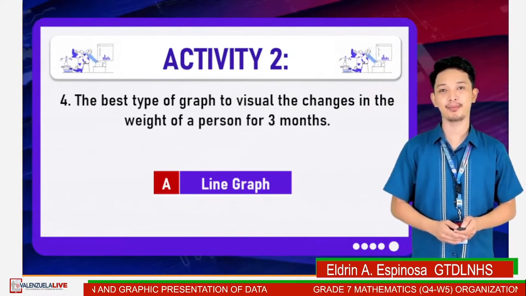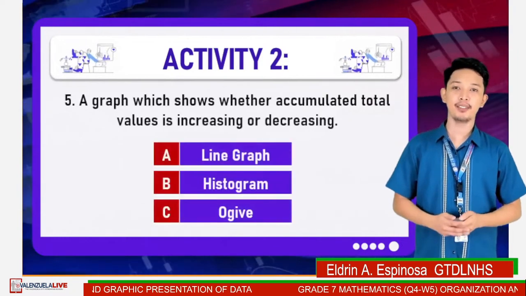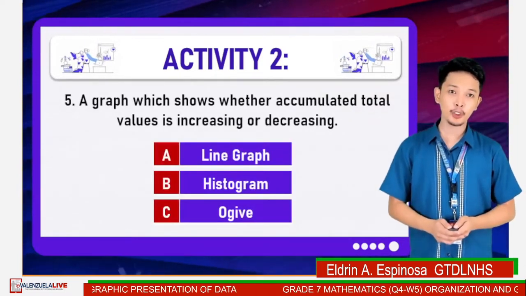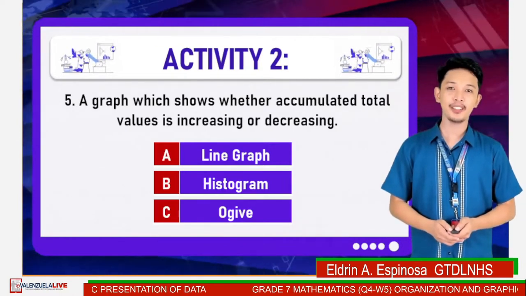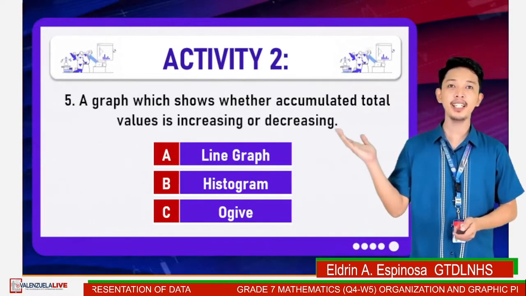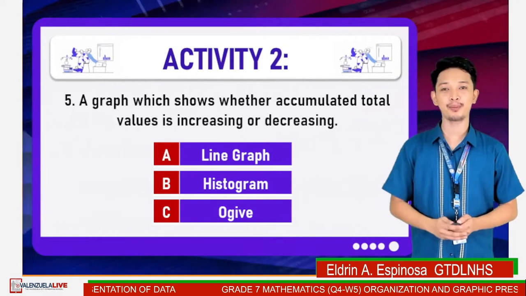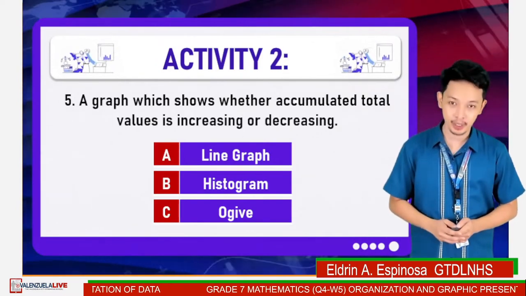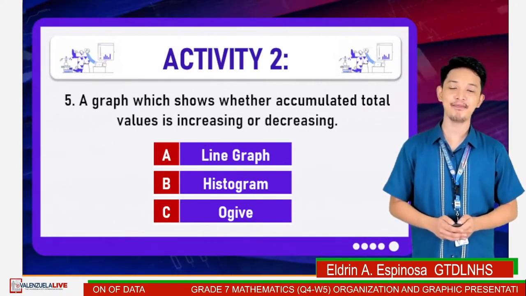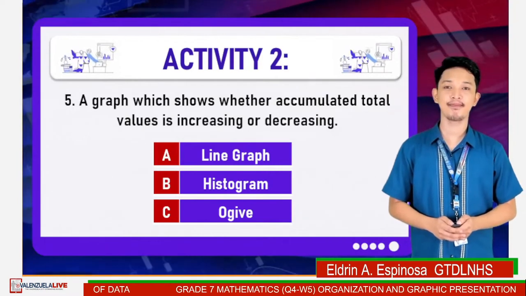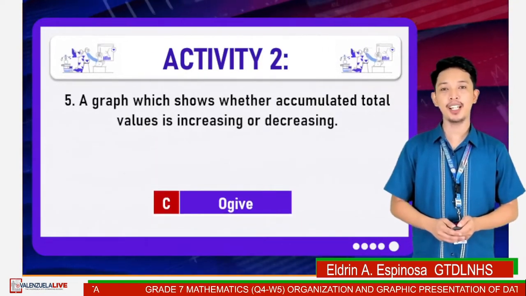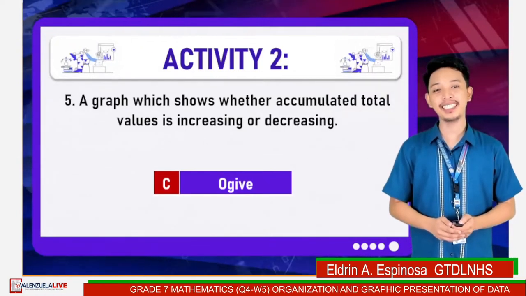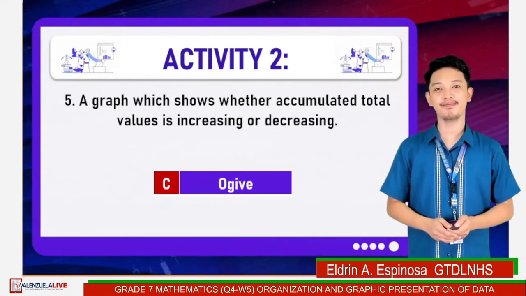Next, number 5. A graph which shows whether accumulated total values is increasing or decreasing. Is it letter A, B, or C? 5 seconds, go! Very good! The correct answer is C, ogive.